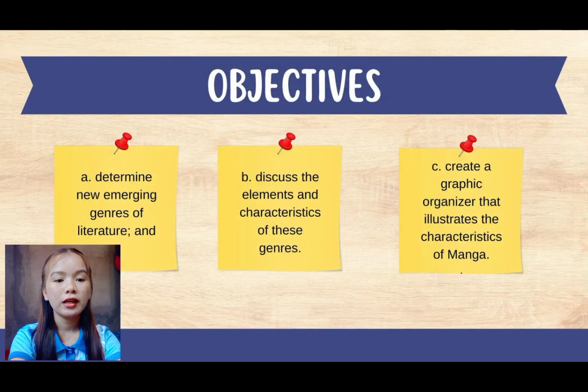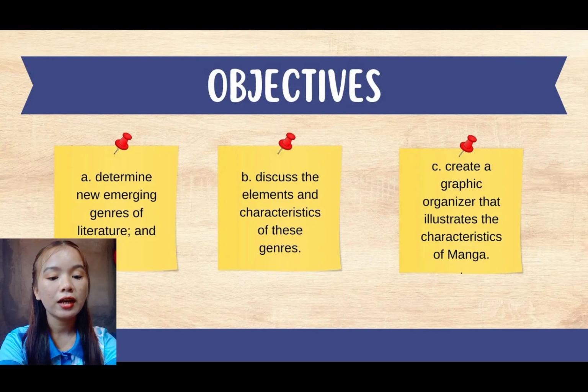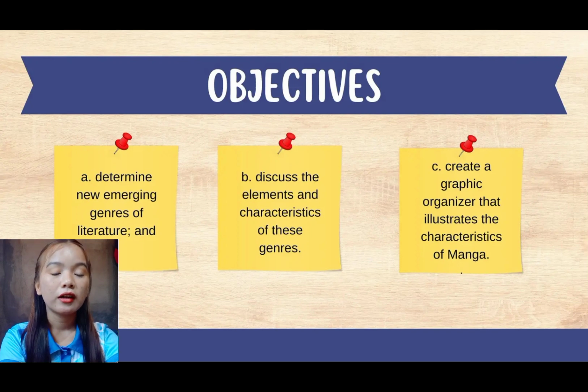At the end of the lesson, students should be able to determine emerging genres of literature, discuss the elements and characteristics of these genres, and also create a graphic organizer that illustrates the characteristics of manga.